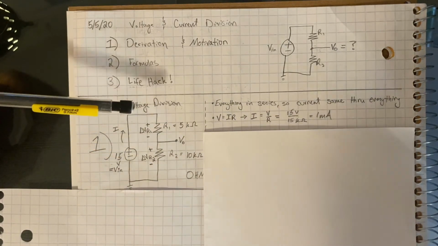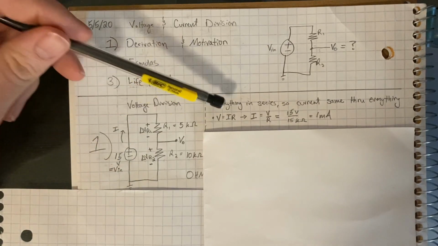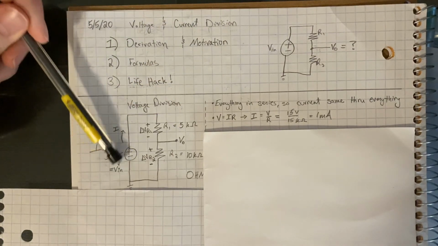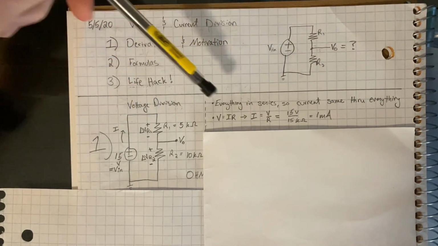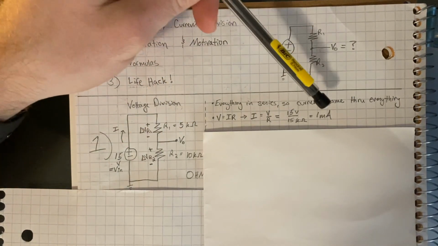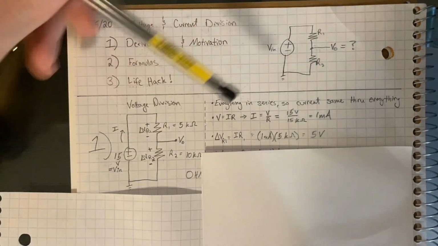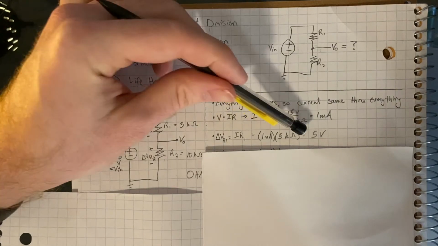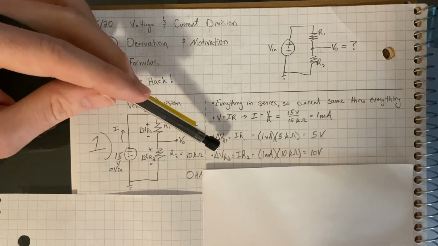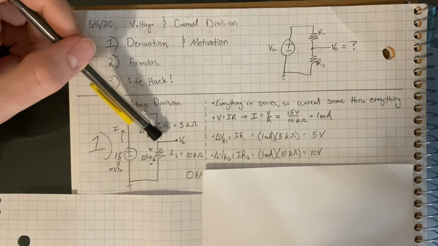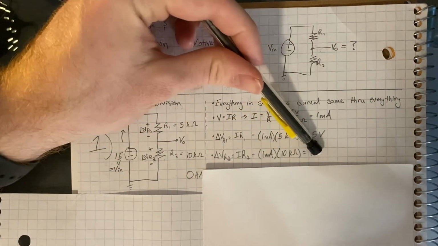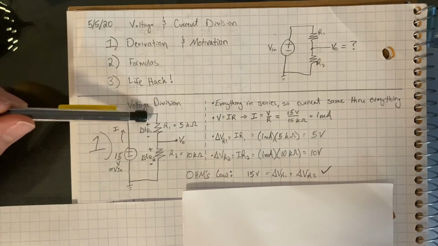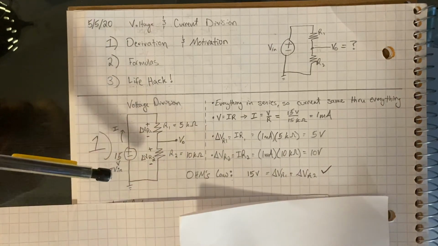So if we just use that to our advantage here, we know that the voltage is the current times resistance from Ohm's law, so the current is V over R. We have 15 volt source divided by the total resistance, which is 15 kilo ohms. We have a 1 milliamp current. So now we can find the voltage across R1 is just I times R1, 1 milliamp, 5 kilo ohms, 5 volts. Similarly, voltage across R2 is just the current through it times its resistance, 1 milliamp, 10 kilo ohms, 10 volts. Let's check that with Ohm's law. 15 volts is the sum of these two voltages, and yeah, that makes sense. 15 is 5 plus 10.